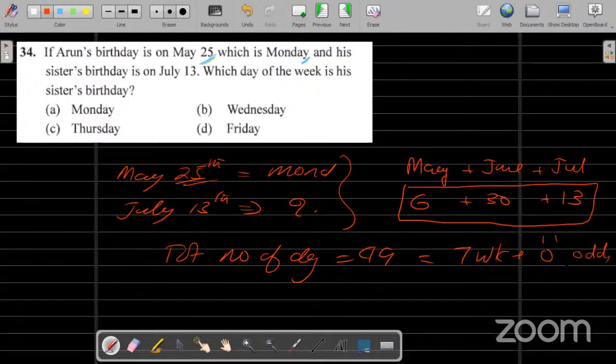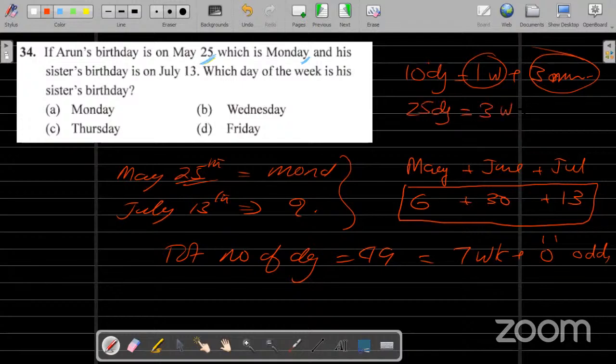Odd days means, from a group of days, after extracting all the full weeks, the number of days left out is odd days. In 10 days, we have 1 week plus 3 more days. This is the number of days left out after taking 1 week. That means odd days in 10 days is 3. Odd days in 25 days: 25 days means 3 full weeks plus 4 days, so the number of odd days in 25 days is 4. So 49 days contains 7 full weeks and 0 odd days.